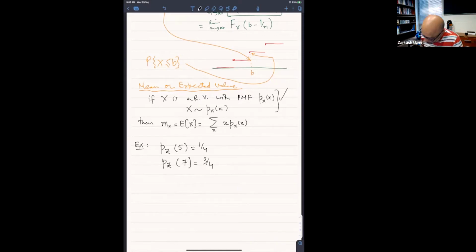Okay. So coming back to this example, if you have a random variable Z and it takes these two values 5 and 7, then the expected value of Z is 5 into 1 by 4 plus 7 into 3 by 4, whatever that value comes out to be.